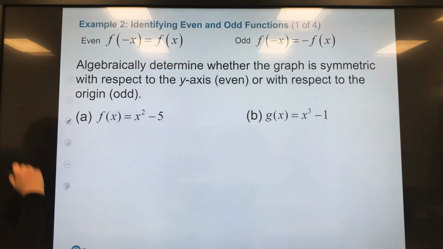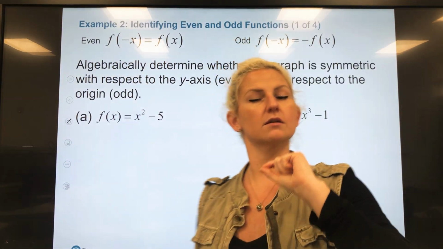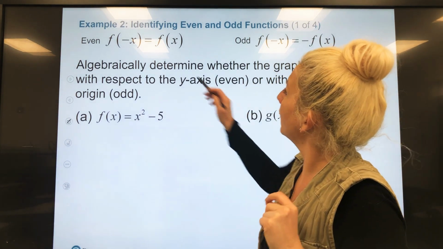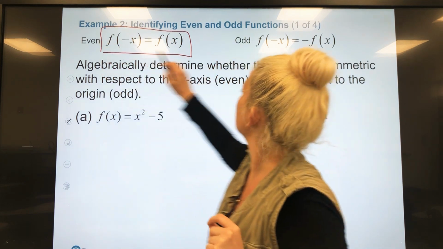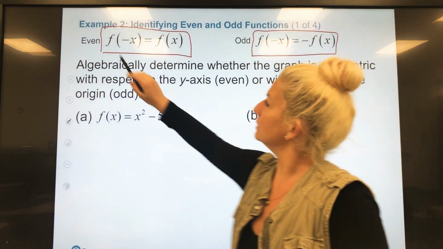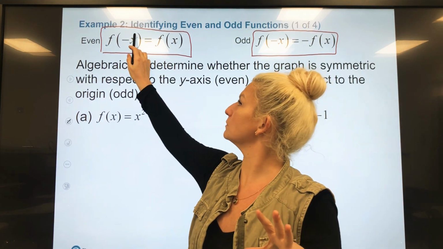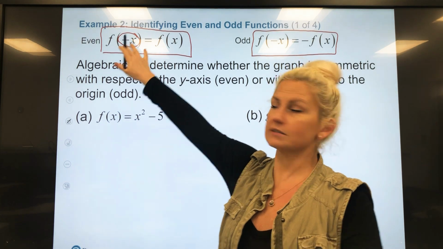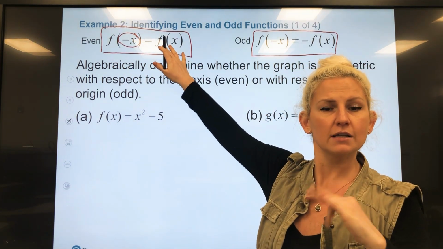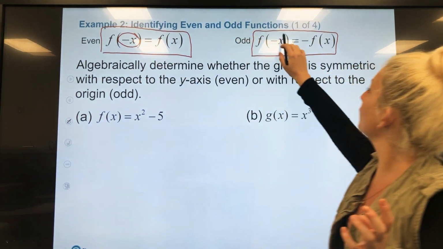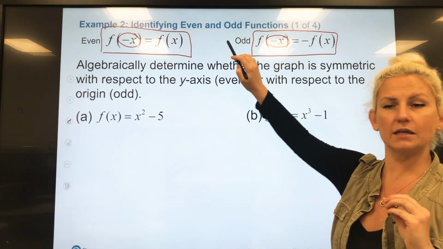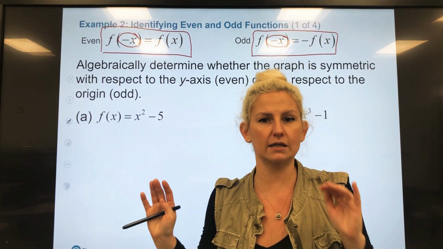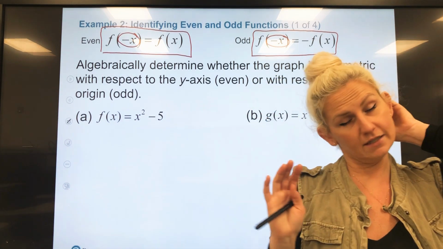Now, what we're going to be doing for the rest is finding it algebraically. So this is what you're going to be doing for your assignment, for homework. I have the two definitions up here, right? So what we're going to be doing is replacing x with negative x. If it's even, when I replace the x with negative x, it's going to be exactly the same. Nothing's going to change. That's how I know it's going to be even. If it's odd, when I replace the x with negative x, it's going to be the opposite of the entire function. That means every single term would be opposite sign. That's how you know it is odd. And if it's neither, then it's neither.